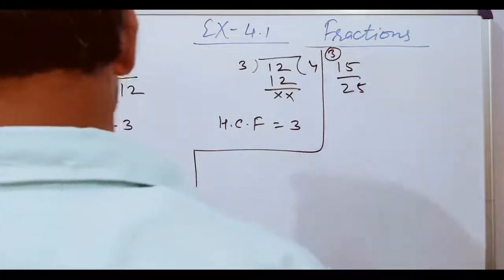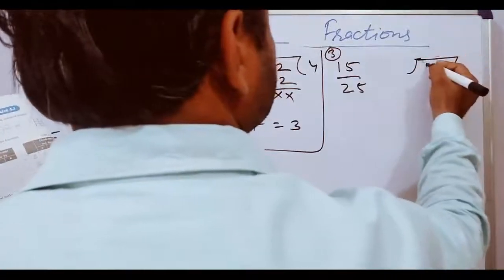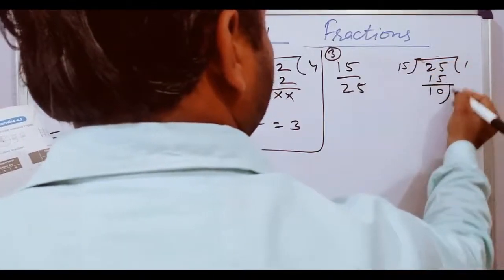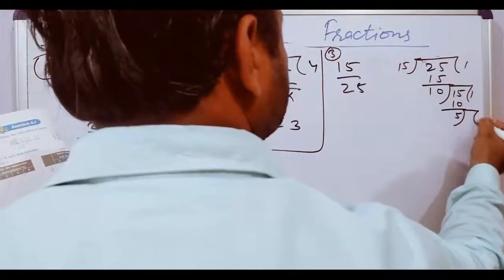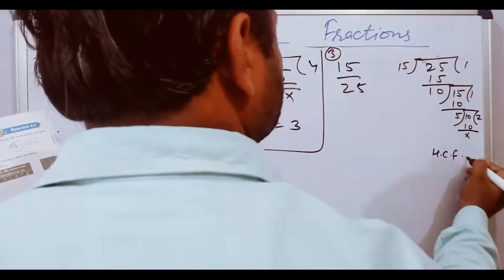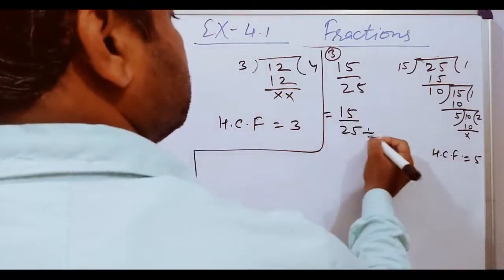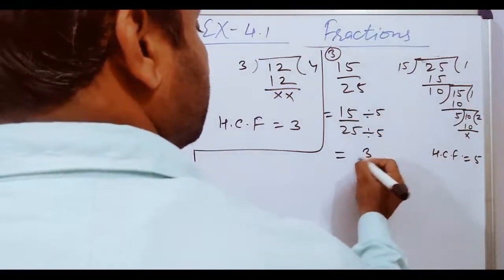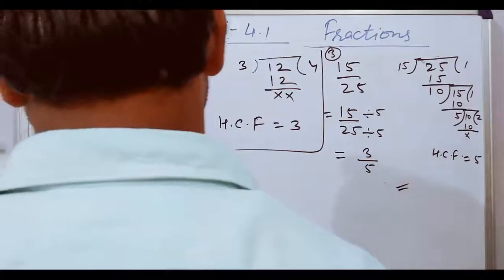Question number 3. Find the HCF first. 15 and 25. 5 2s are 10, HCF equal to 5. So divide it by 5. Okay. 5 3s are 15, 5 5s are 25. Now this is the simplest form.